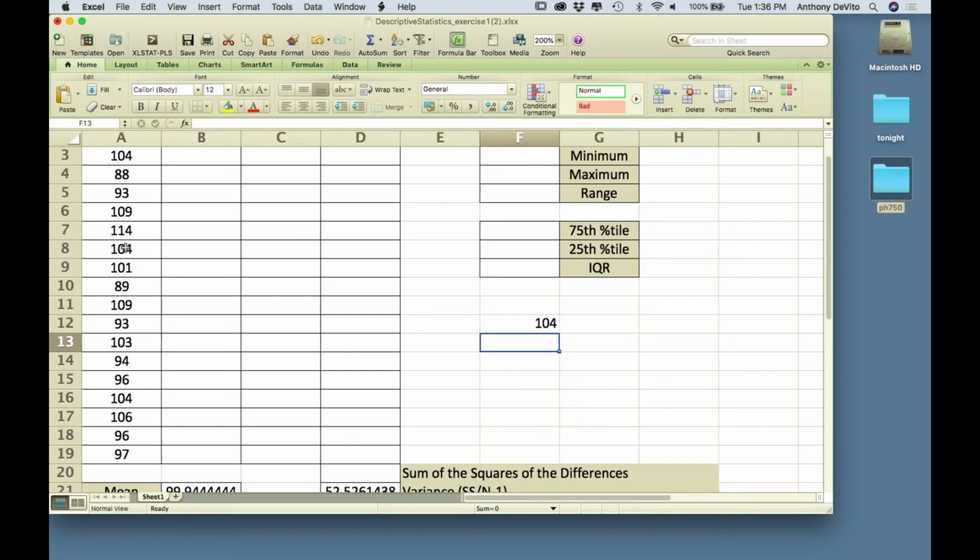SPSS, Excel, most of these programs only report the lowest value for the mode. So if there's more than one mode, it won't show you. It'll only show you the lowest value. Maybe there are three 104s. Maybe there are also three 101s as well. Maybe there are two modes, maybe there are three modes. But I wouldn't worry about that too much, because mode isn't one of those statistics that we use very often. So it's of some interest.